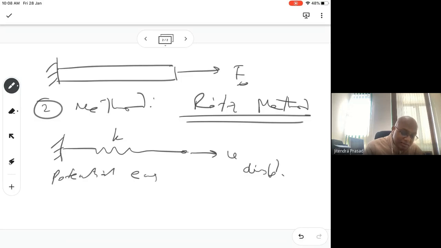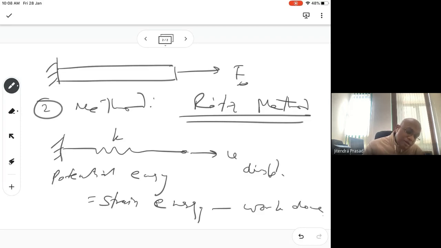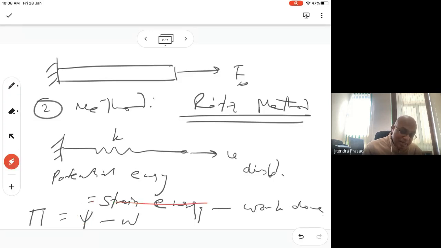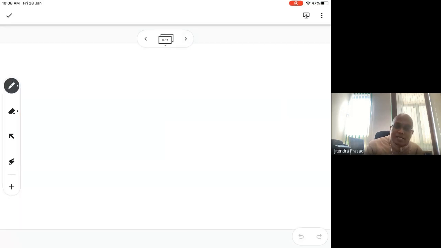Potential energy is equal to strain energy minus work done. This is the formulation. You can write pi equal to psi minus work done W. You can write it like that, where pi is potential energy, psi is strain energy, and W is work done. And potential energy needs to be minimized.